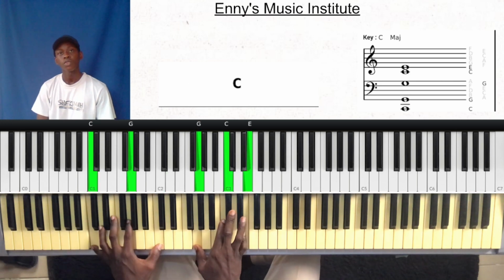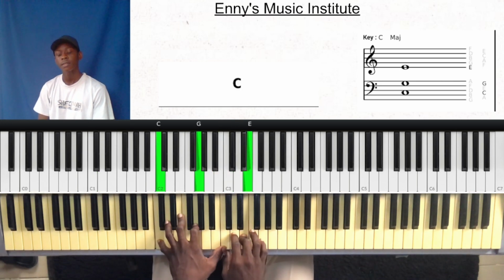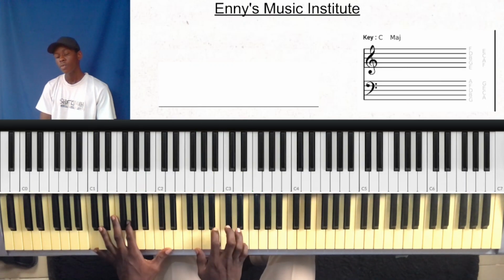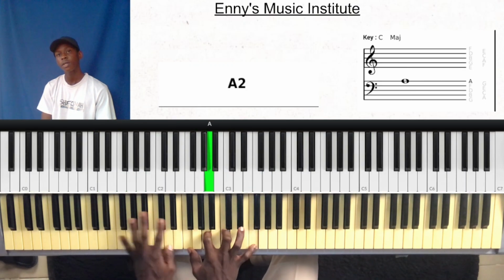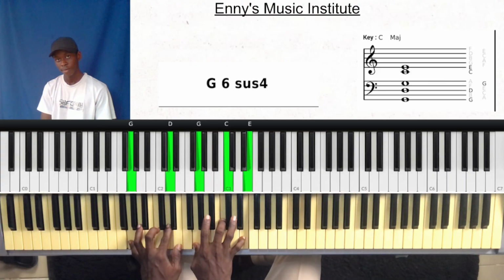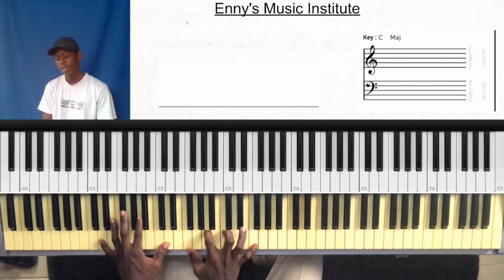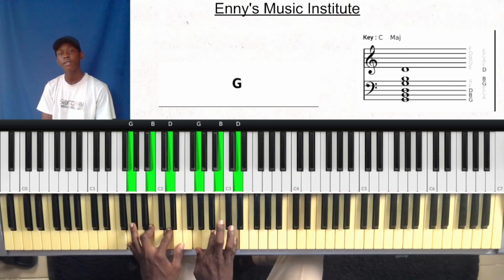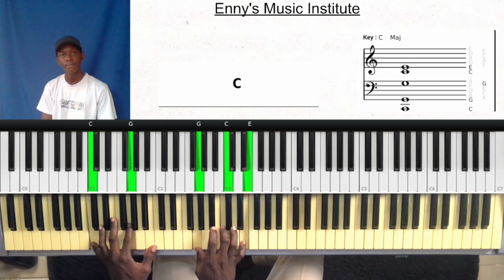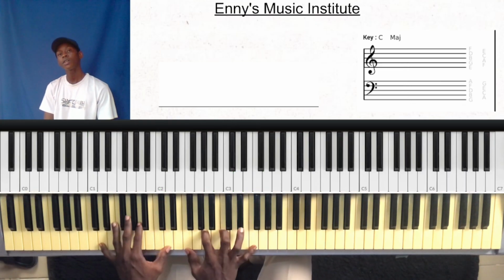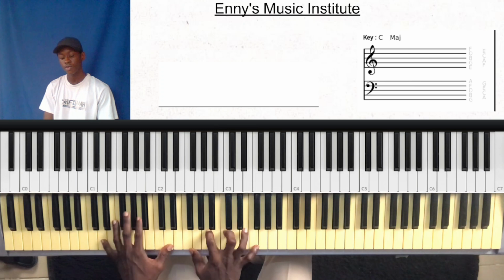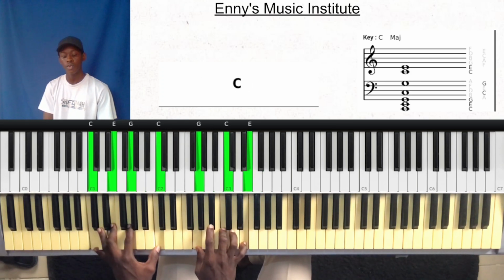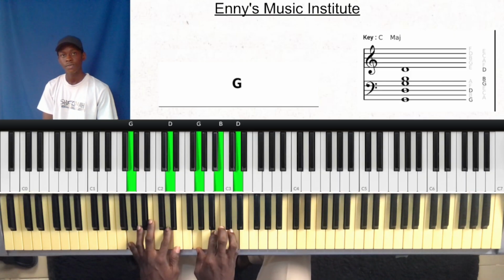You are Alpha and Omega. We worship you. Is what I did here. We worship you alone. You are worthy to be praised. Again, we worship you. You are Lord. You are worthy to be praised.